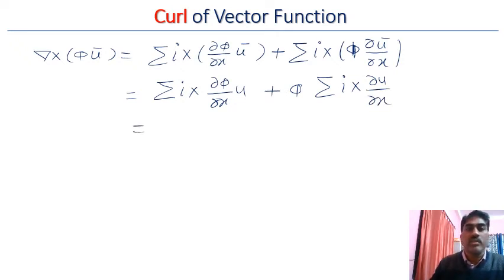Again, please pay your attention here. Phi has nothing to do with the summation, but del phi by del x means del phi by del x, del phi by del y, and del phi by del z will be there.